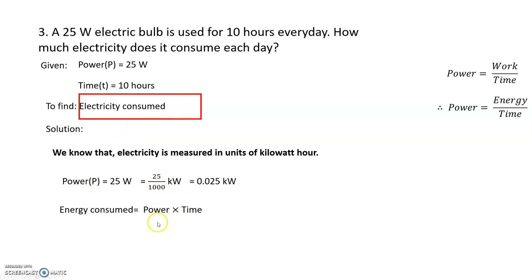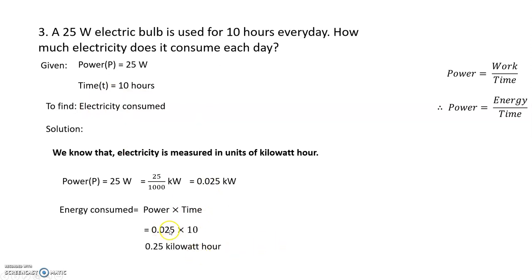Now we will substitute the values. Power is 0.025 and time is 10 hours. So let's write the values. We'll multiply it. We just have to shift to the right. When you're multiplying by 10, you will shift to the right. When you're dividing, you'll shift to the left. So the electricity consumed each day will be 0.25 kilowatt hour, and you have learned 1 kilowatt hour is equal to 1 unit. That means 0.25 kilowatt hour is equal to 0.25 unit.